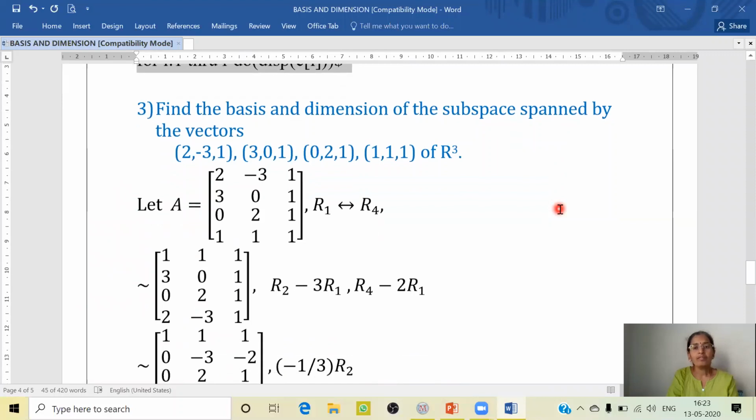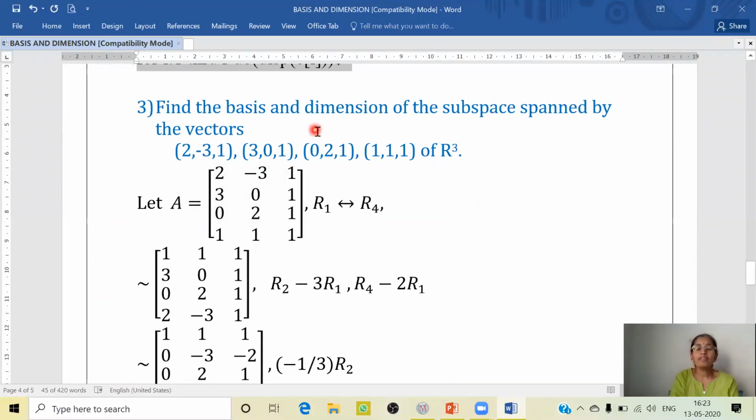Now, the other way of asking the question is, find the basis and dimension of the subspace spanned by the vectors. Here they haven't asked us whether they are forming the basis or not. As soon as you see the number of vectors here, there are 4 vectors and they belong to R cube, and the dimension of R cube is 3. Therefore, the number of vectors is more than the dimension of R cube, so they definitely become linearly dependent. Hence, they do not form the basis.